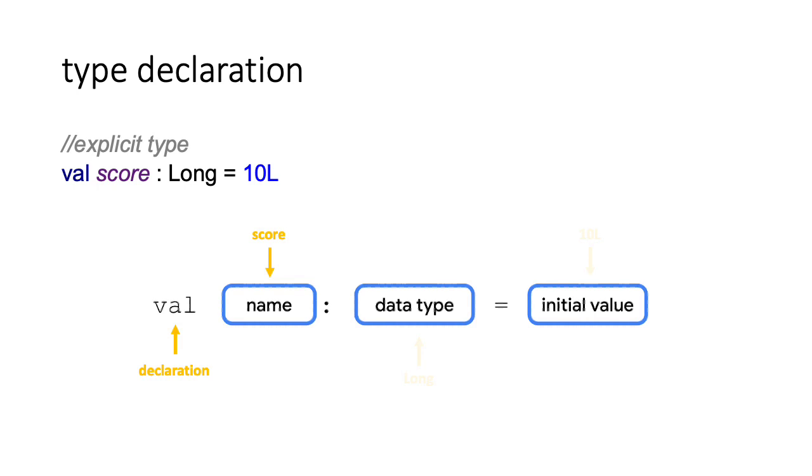Variable name, in this example, it is called score. The data type in this example is long. And initial value in this example is 10.